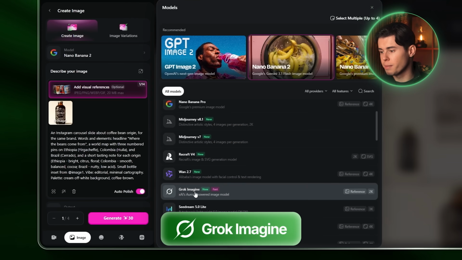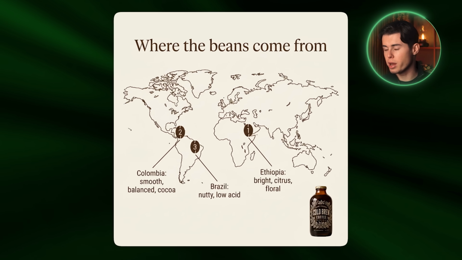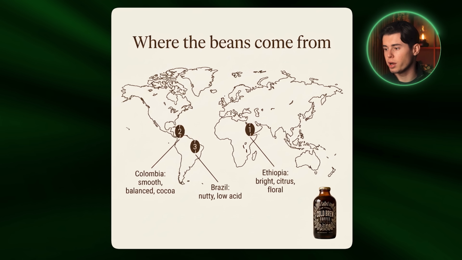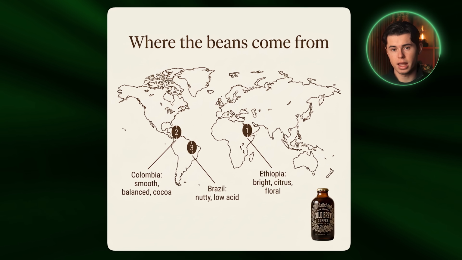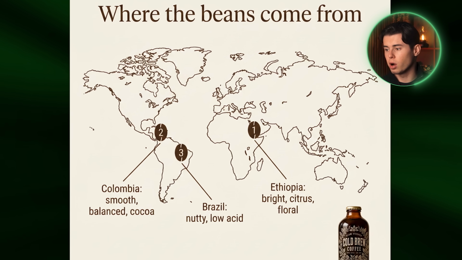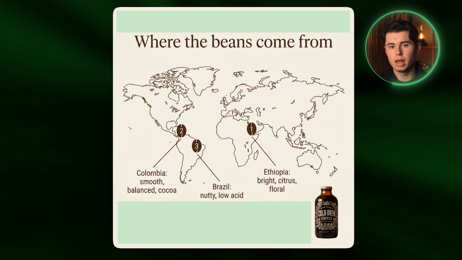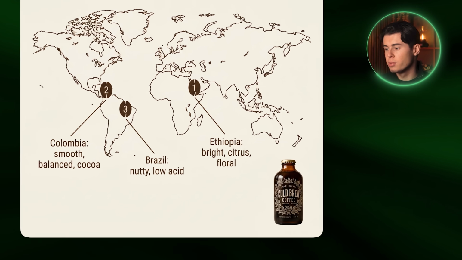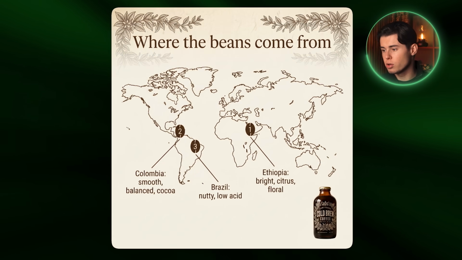However, let's see how Grok Imagine will do on this one. So here's what it gives us back. Well, I really like this one a bit more than the second one because the layout feels cleaner and the lines from the map to the coffee origins make it easier to follow. But at the same time, it still feels pretty empty. The bottle is too small and there isn't much extra decoration or texture to make it feel premium.